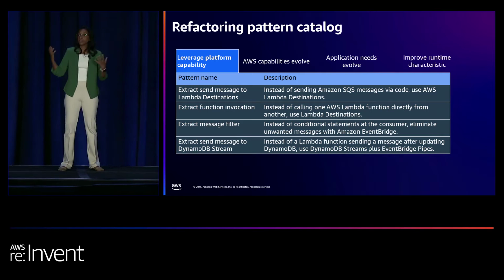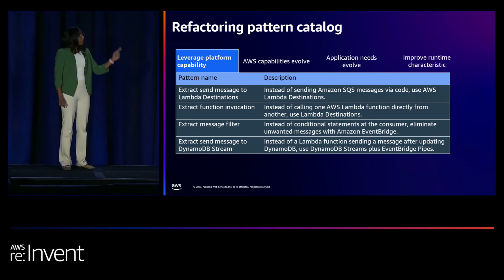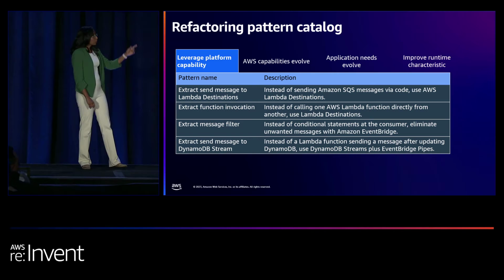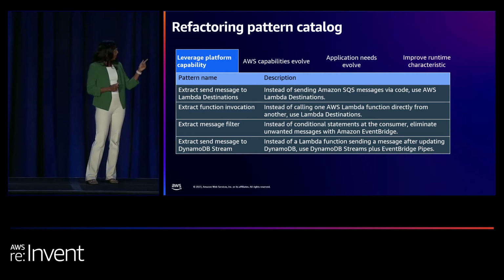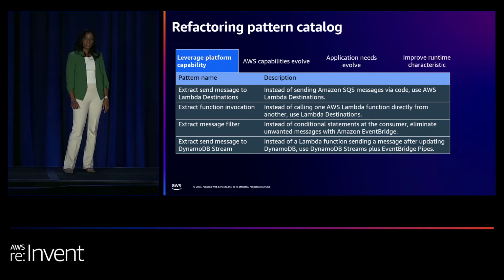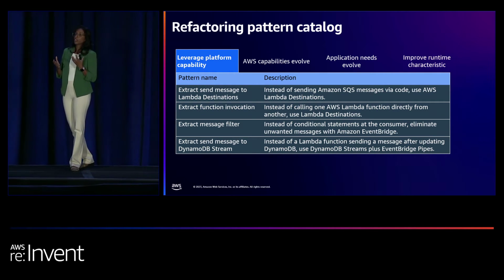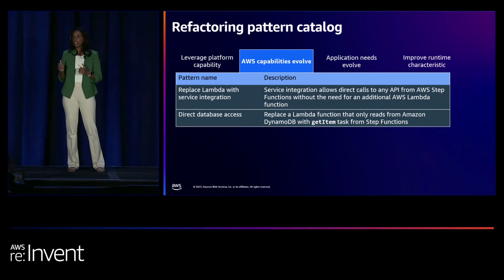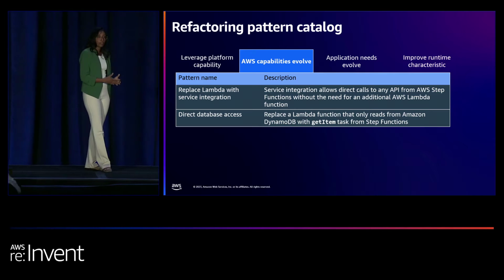So the patterns that we talked about can be categorized into these dimensions. And you see the examples here we had, right? Yeah. So I covered the first one with the Lambda destination example, and Gregor talked about the last one, which is the DynamoDB stream. Another example would be if you have filtering logic in your consumer applications, you can remove that and put it in EventBridge. That was about leveraging platform capabilities.